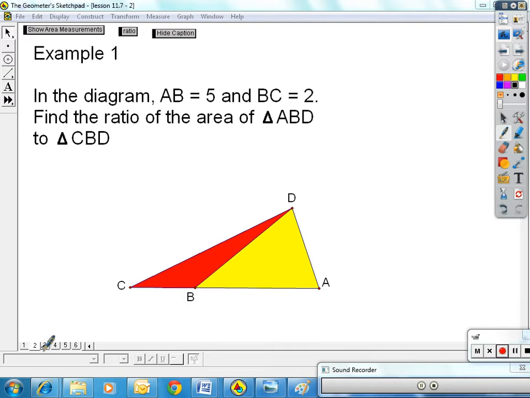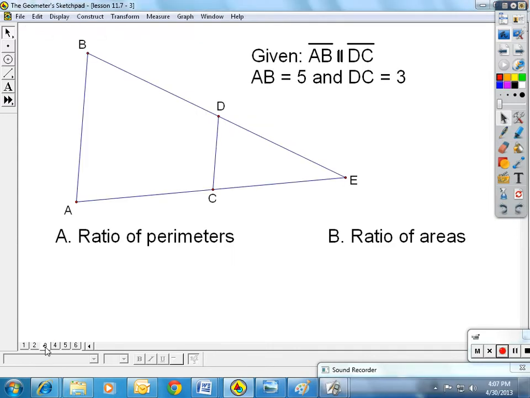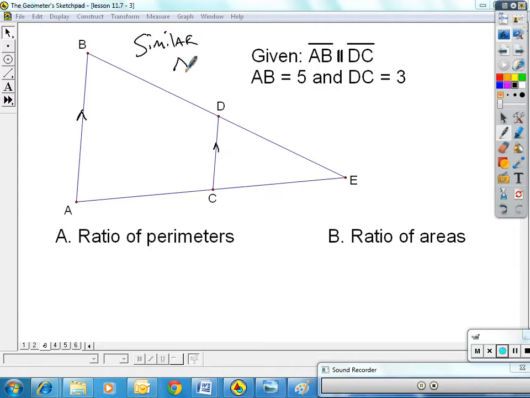Number 3. So here I've given that AB is parallel to DC. Let's pencil that in. AB parallel with DC. When I see that sketch and that given, I should immediately realize that I've got similar triangles. So I've got similar triangles. All right, what is the similarity ratio?